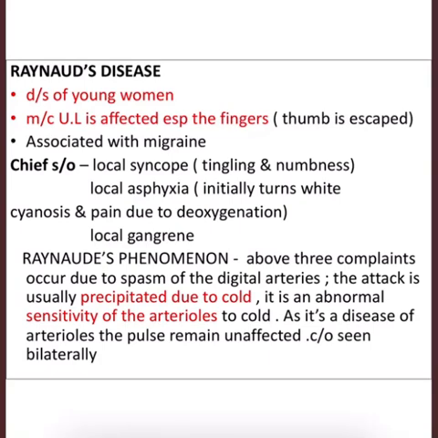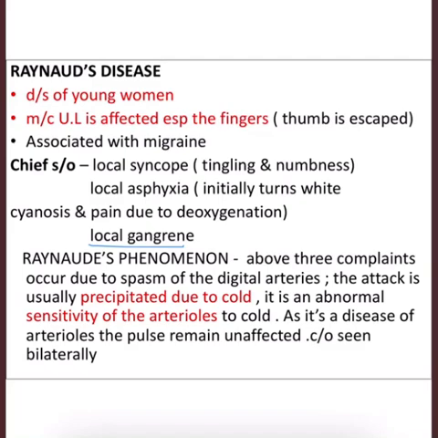Raynaud's disease is a disease of young women. Most commonly, the upper limb is affected, especially the fingers. Thumb is usually spared. It is associated with migraine. Mainly associated with local syncope, asphyxia, local gangrene. What is Raynaud's phenomenon?